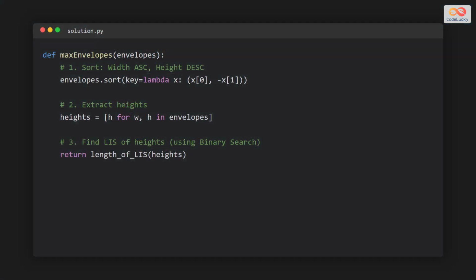Here is the Python code structure. We define a function maxEnvelopes. We sort the envelopes using a lambda function that sorts by width ascending and height descending. Then we extract the heights list. Finally, we return the length of the longest increasing subsequence of that heights list. It is an elegant and efficient solution.